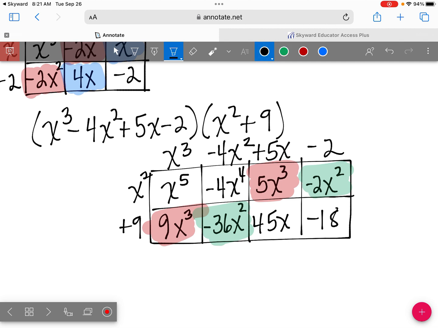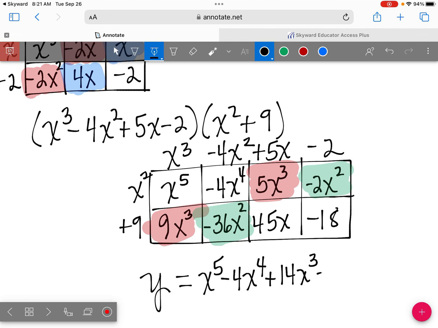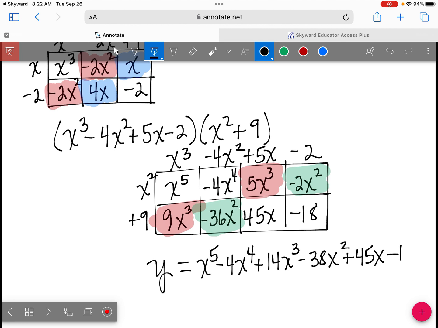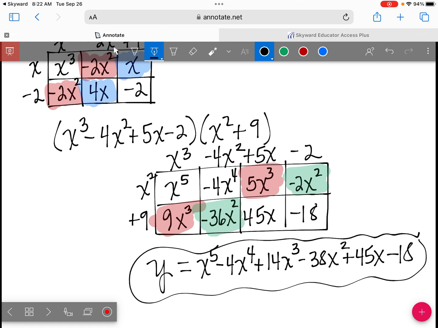So my final answer would be y equals x to the 5th minus 4x to the 4th plus 14x cubed minus 38x squared plus 45x minus 18. And that is a big one. Pretty sure on the test we won't give you a 5th degree. That's a lot to have you write a 5th degree in standard form, but at least you'll know.